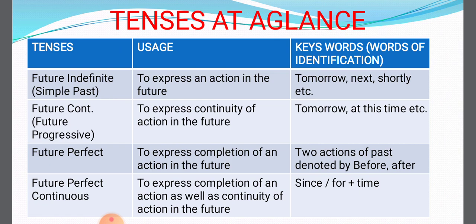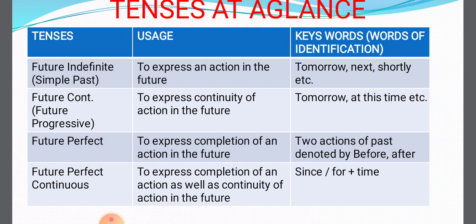I'll be doing this work at this time tomorrow, isn't it? Like this example. Future perfect to express completion of an action in the future. Two actions of past, keywords denoted by before and after. Next, future perfect continuous to express completion of an action as well as continuity of action in the future. Okay, and keywords since, for, plus time.